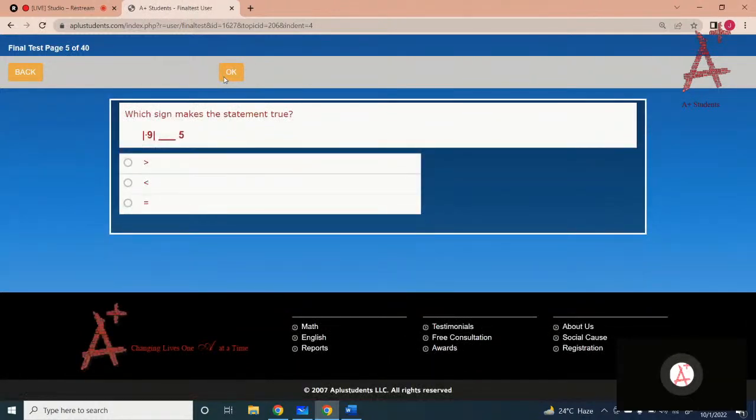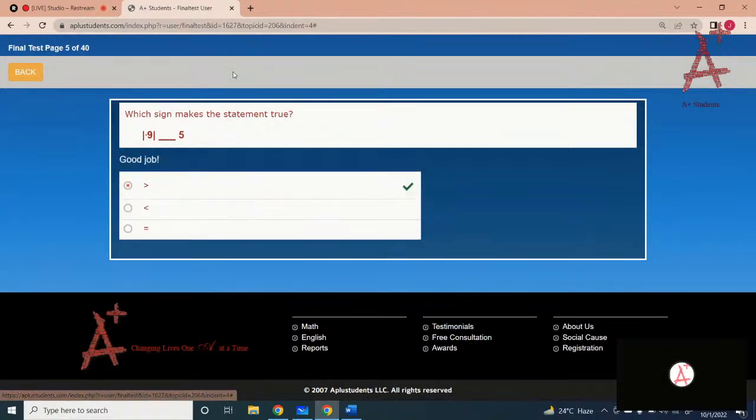Okay, which sign makes the statement true? Absolute value of negative 9 and 5. So the absolute value of negative 9 is 9. So 9 is greater than 5. Got it? Select the correct option and click on the OK button.